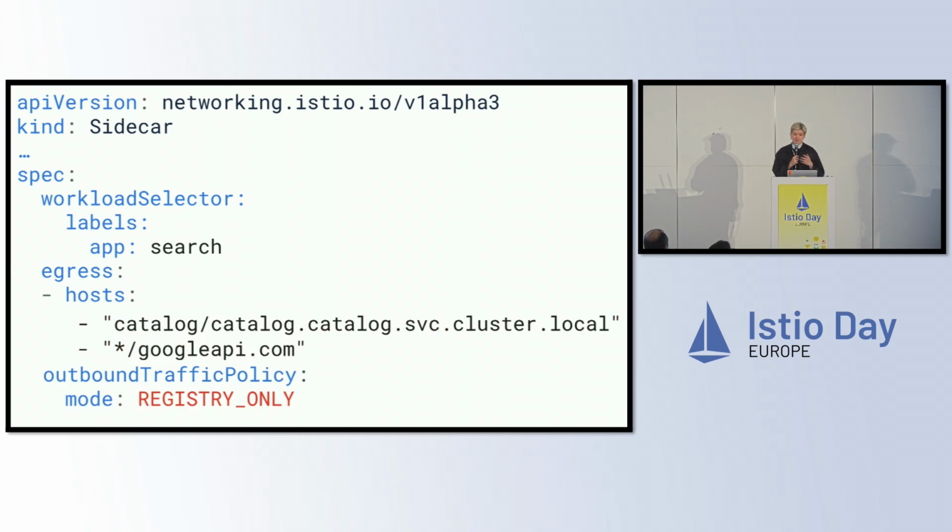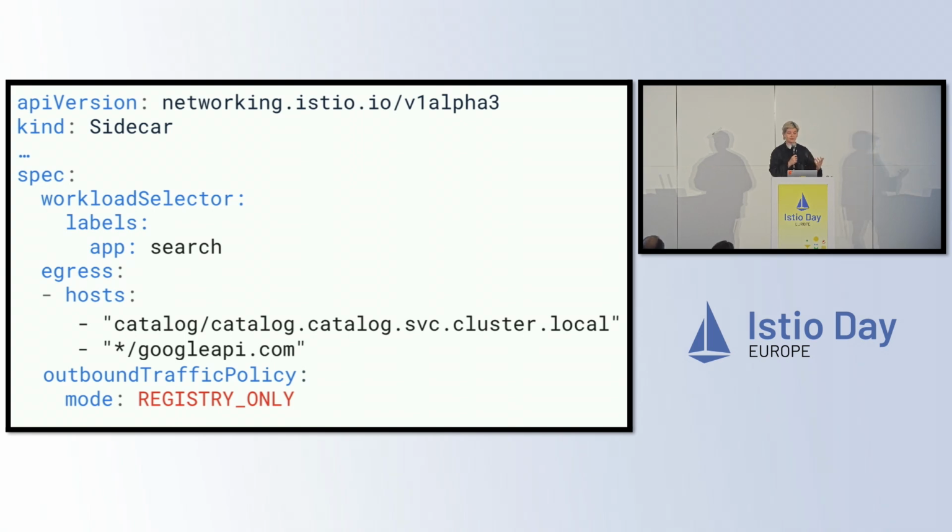And finally, maybe the more interesting part of this object that might have some interesting design decisions is the behavior of what happens if your service tries to make a request to a host that is not listed in the egress hosts list. By default, this mode is allow any. That means that we still try to make the request. We're not blocking it. And that might seem like the safer, better choice to not interrupt service-to-service communication.